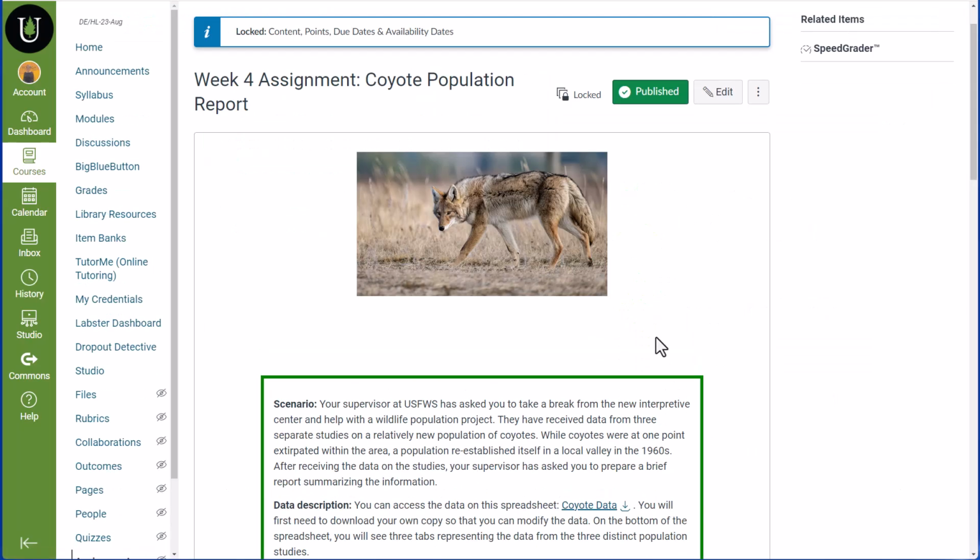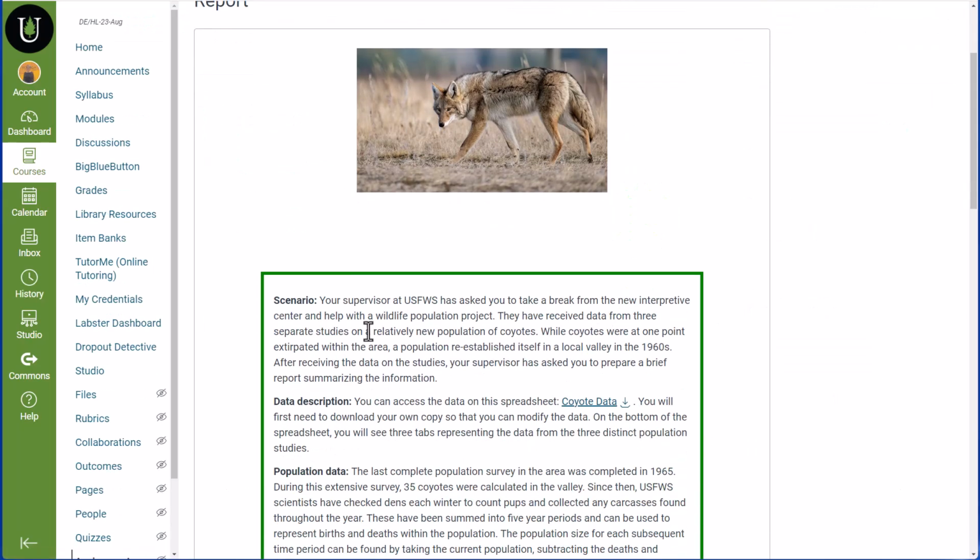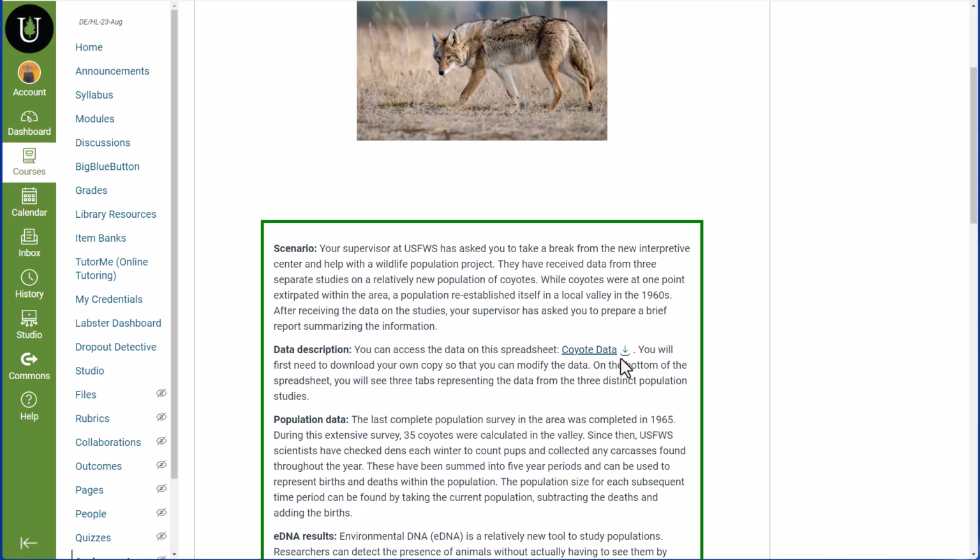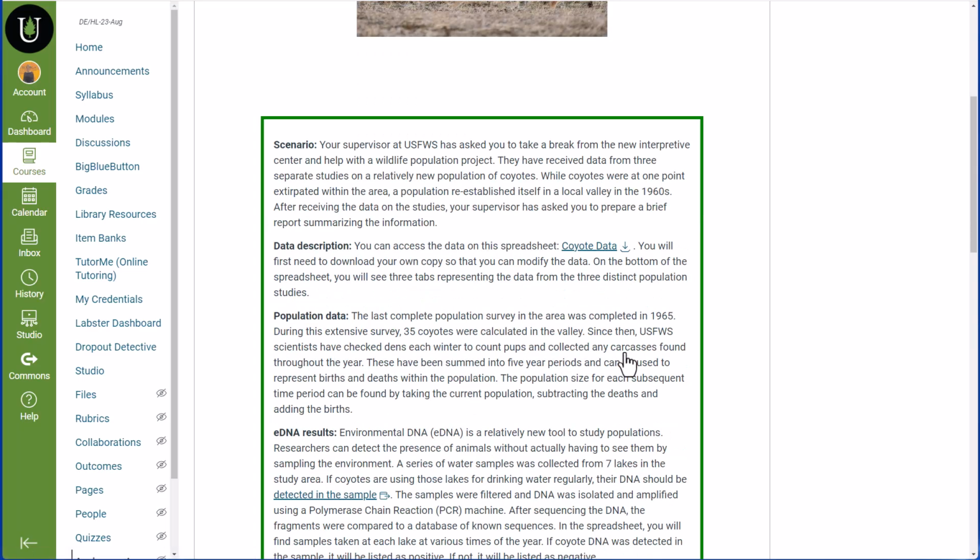Your first assignment is a report on coyote populations. So you can read the scenario here. Essentially, you're going to write a report about what's going on with the coyote population. You have a data set here that you will download. This is an Excel file. It's going to have 3 sets of data in it. You have population data, which is going to allow you to calculate the growth of the population over time.